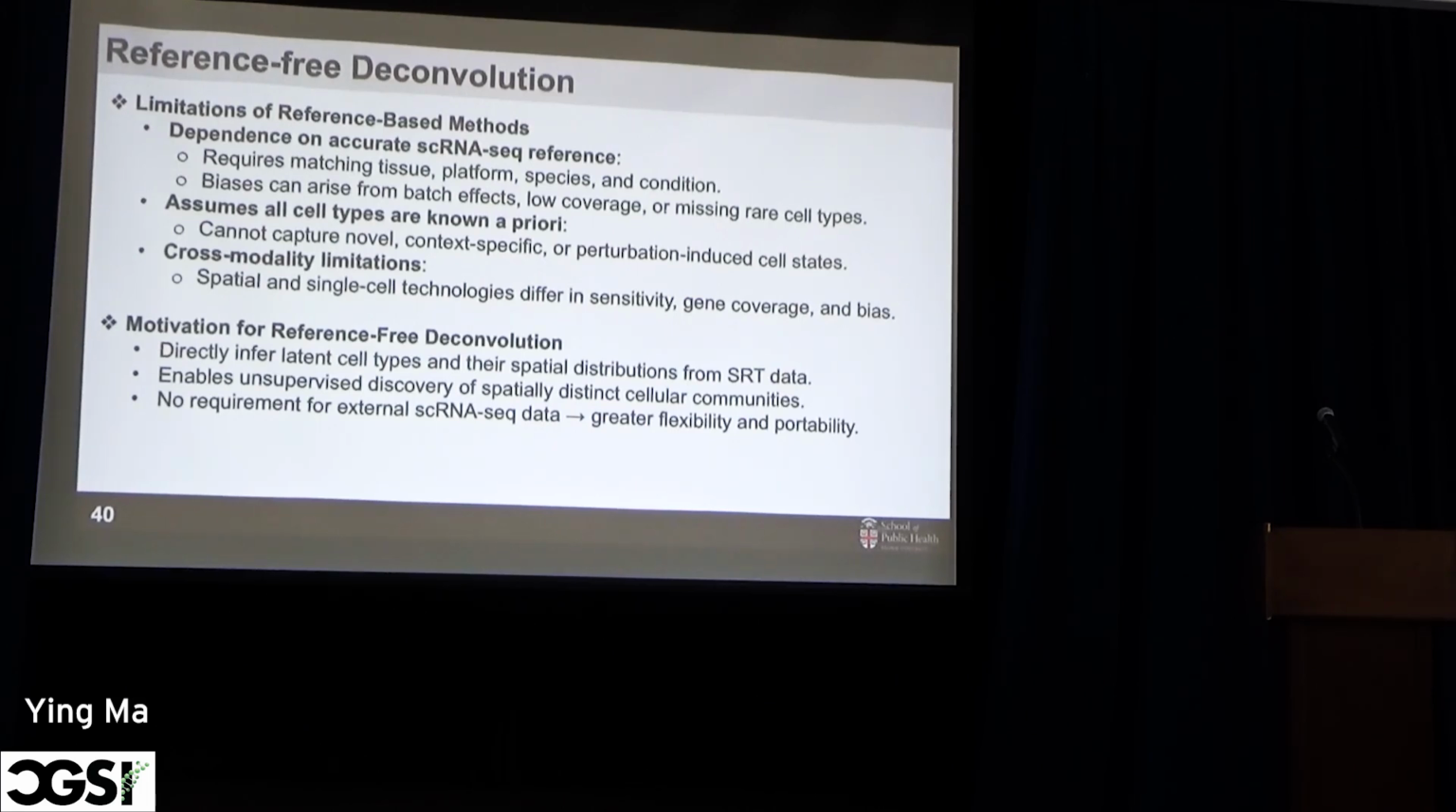Also, reference-based methods assume all the cell types are known a priori. They cannot capture novel, context-specific or perturbation-induced cell states. And there are cross-modality limitations: spatial and single-cell technologies differ in their sensitivity, gene coverage, and bias. All of these motivate people to develop reference-free deconvolution. They can directly infer the latent cell types and their spatial distributions from the spatial transcriptomics data, and it enables the unsupervised discovery of spatially distinct cellular communities, with no requirement for external single-cell references.